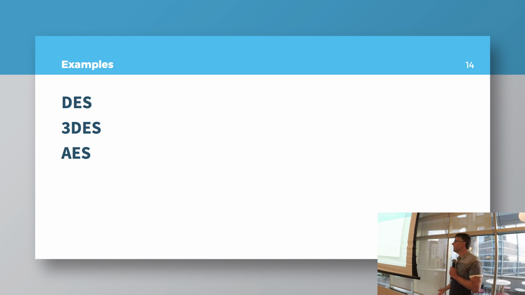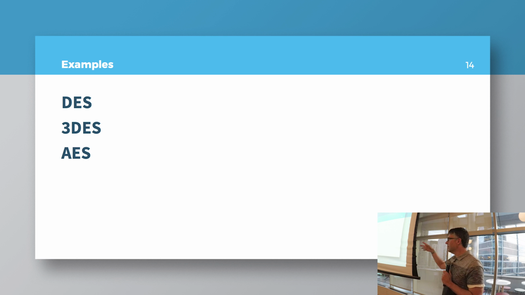So these are three encryption schemes. Again, we have private key encryption, where both the person who's creating the message and the person who is supposed to receive the message have to have this private key. So these are the three most commonly used algorithms for doing this.